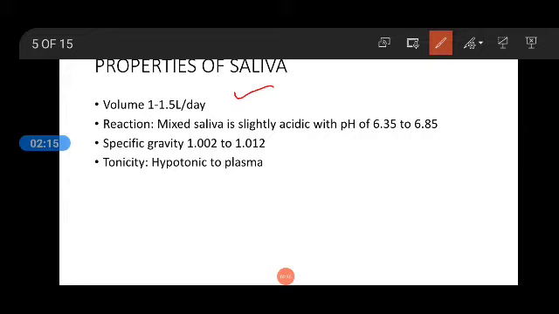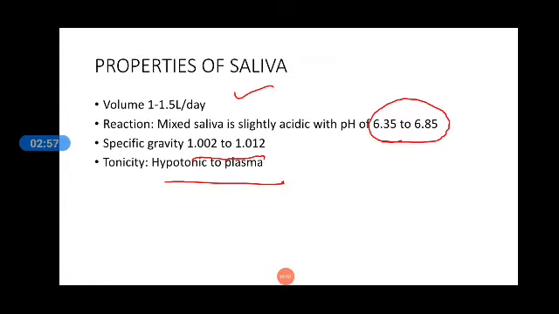What do we mean by acidic? When the pH is less than 7, we say that the solution, or the liquid, is acidic. The pH of saliva is 6.35 to 6.85, so the saliva is acidic. Next is the specific gravity. The specific gravity of saliva is 1.002 to 1.012. Then tonicity: when you compare with plasma, saliva is hypotonic to plasma. Okay, these are the main properties of saliva.